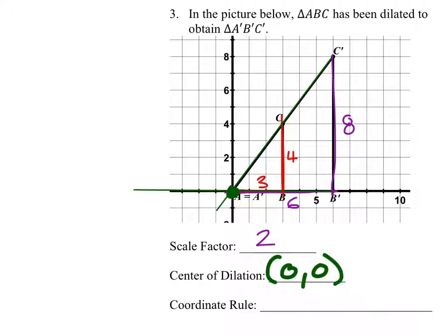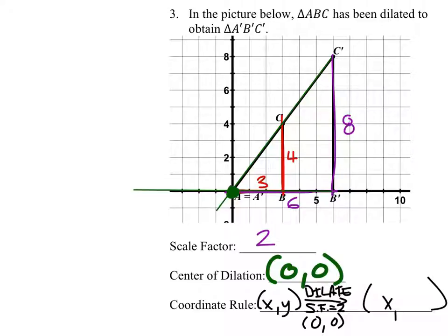So from there, we just need a coordinate rule. Since it's just about the origin, we're dilating this through the origin. We're going to keep the x and y, and we're going to multiply each of them by the scale factor 2. And that is the coordinate rule.